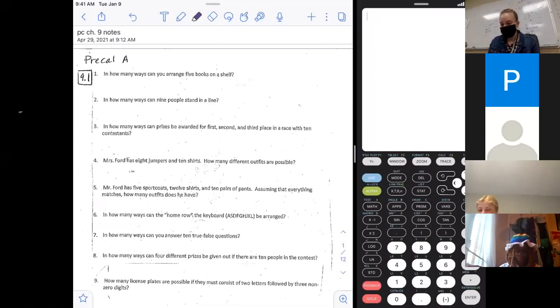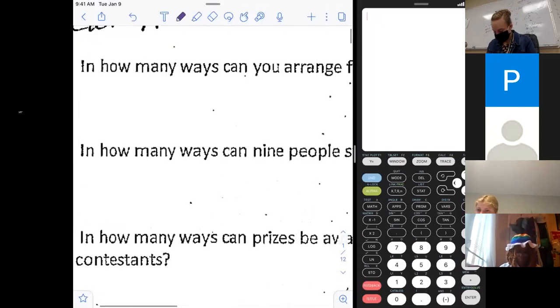If you are arranging things, there's like 5 different spots for it. 1, 2, 3, 4, 5.